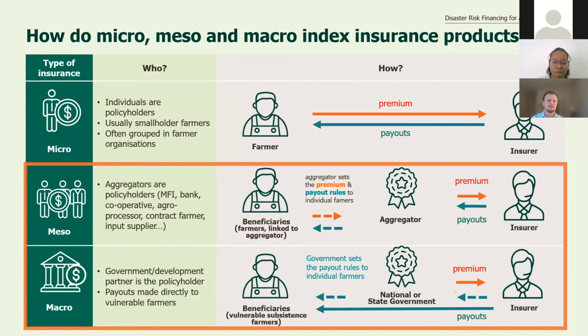When it comes to the macro level case, it's the government that's the policyholder. In most cases, this can be the national government or the state government. They pay the premium, and in some cases, they receive the payout from the insurer. And depending on the objective of the policy, they can then transfer the benefits to the vulnerable farmers that are protected. However, more and more we're seeing programs whereby the insurer directly pays the farmers or the pastoralists that are covered on that program. Next slide, please.